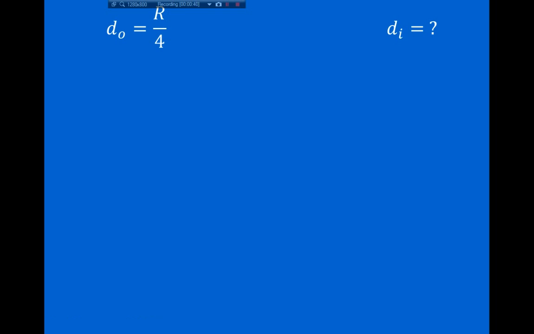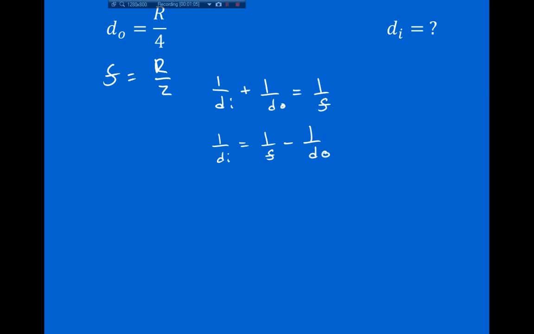So here we're told that the object is 1/4 of a radius in front of the mirror, the focal length is equal to 1/2 of the radius, and we're asked to find the position of the image. So we can do this by using the lens equation, so we have 1 over DI plus 1 over DO is equal to 1 over the focal length. So I see that 1 over DI is going to be equal to 1 over the focal length minus 1 over the position of the object.